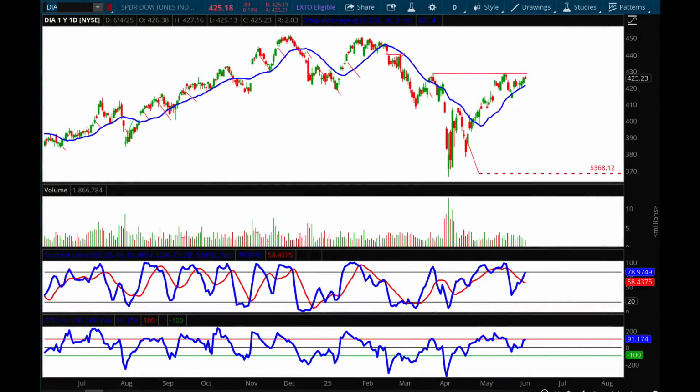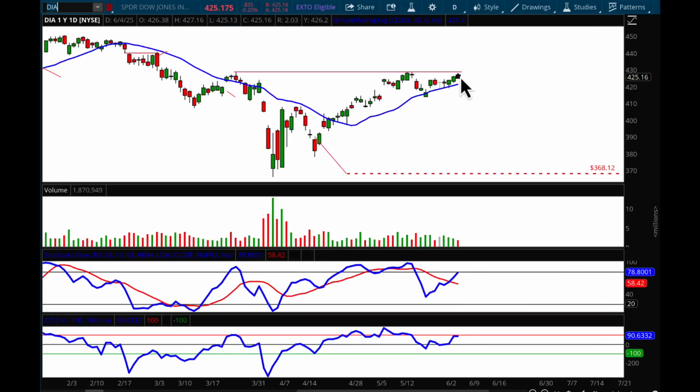I'm AJ Monte, and this is a daily candle chart of the Dow Jones Industrial Average ETF, ticker symbol DIA. We're coming into the final minutes of today's trading session on this Wednesday, June 4th. And as you can see here, we have that little red candle. Let me magnify that for you.